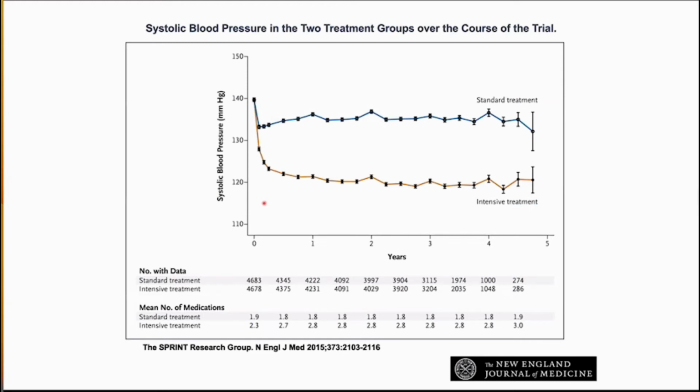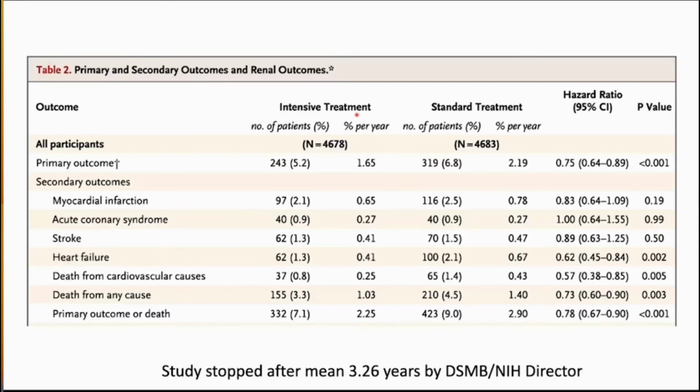So this is the blood pressure according to time. So you can see this is years on the x-axis, here is systolic blood pressure on the y-axis, and you can see that within the intensive treatment arm, within a few months, they got down to their goal blood pressure of 120 or thereabouts. And the standard arm, there was a clear separation by 3 to 6 months between the 2 groups.